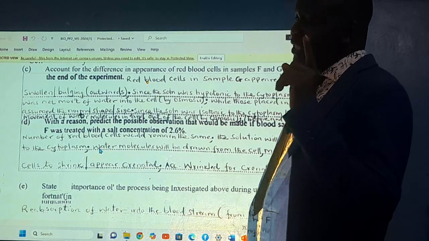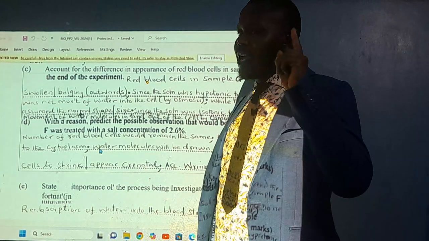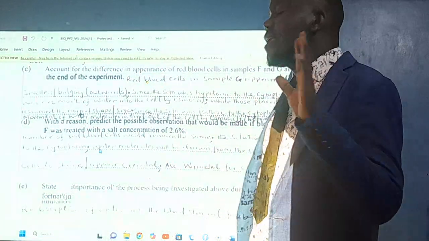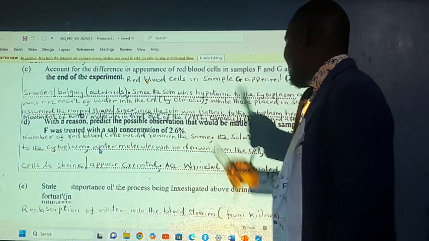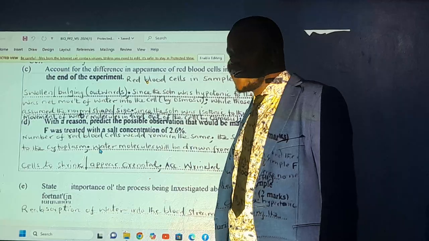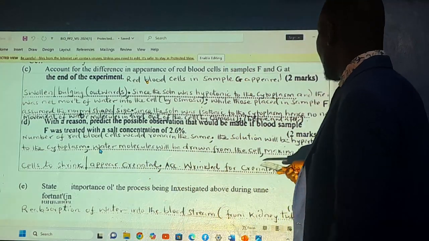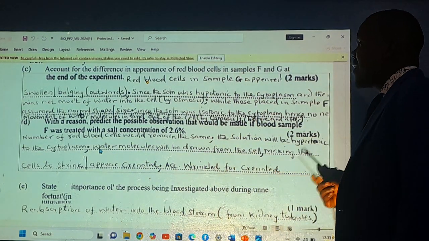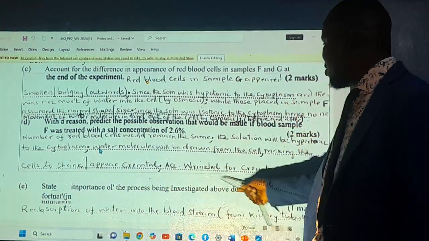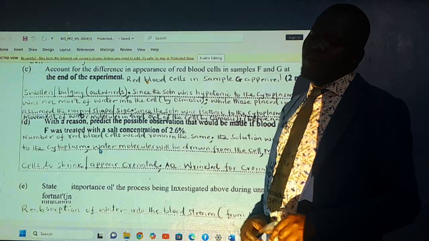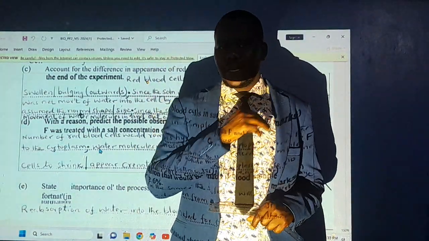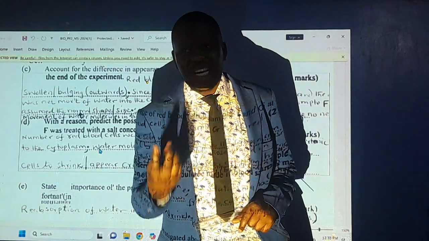Understand that well. The only time that red blood cells will change is when they immobilize. That's the burst. It means it will be completely destroyed. But if they shrink, the number remains the same. It will remain the same. The solution will be hypertonic to the cytoplasm of the red blood cell, water molecules will be drawn from the cell, making those cells do what? To shrink and appear to be crenated. We are counting for the crenated. So we're saying it's about crenation. But when they crenate, what happens? The number never changes. They'll just become small in size.